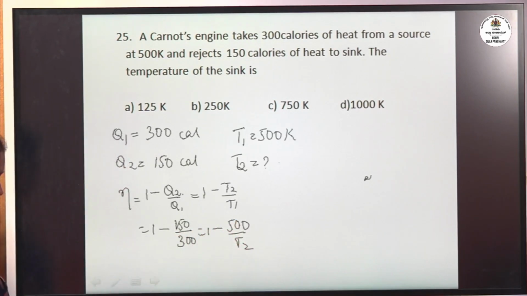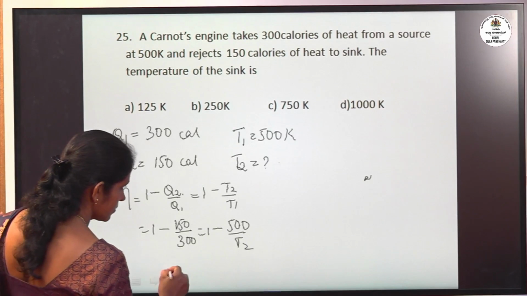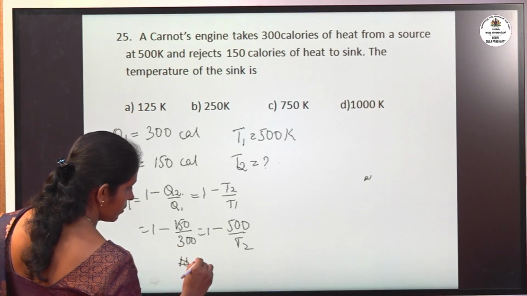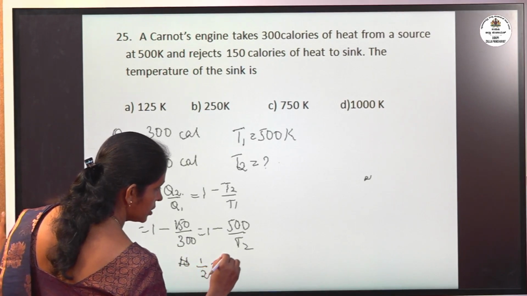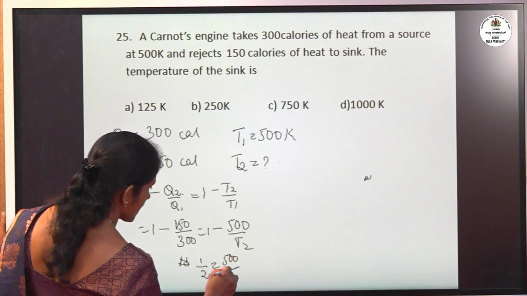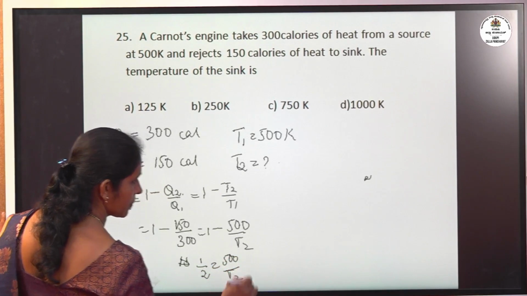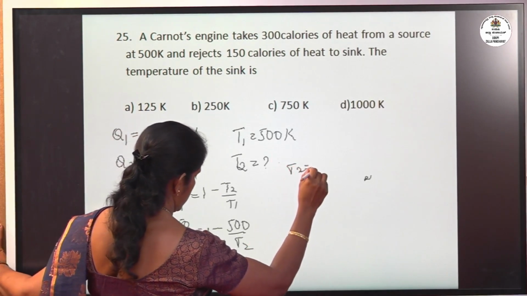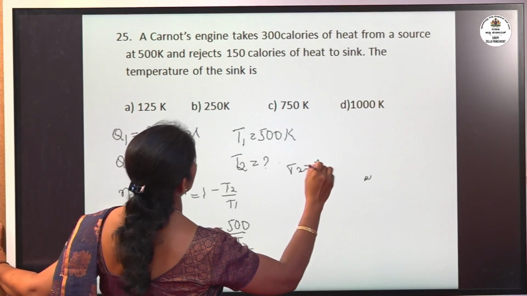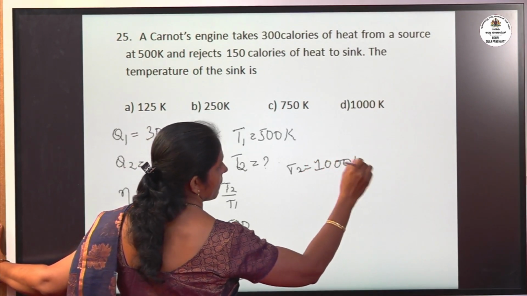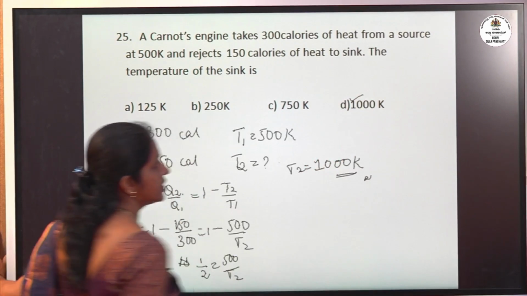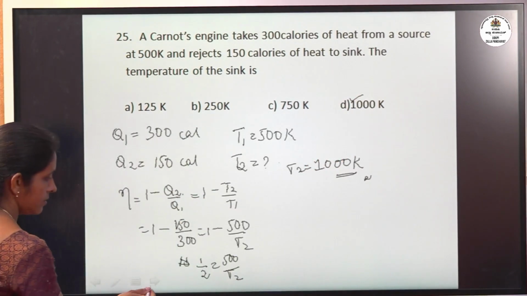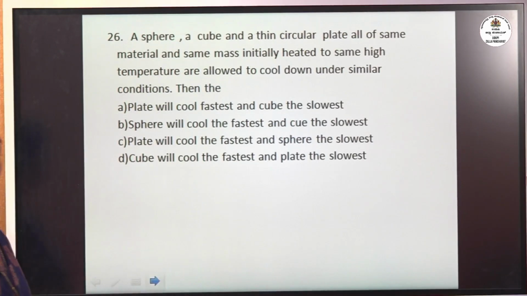Simplify this. 150 by 300 is 1 by 2, which is equal to 500 by T2, or T2 is equal to 1000 Kelvin. Option D is the correct answer. Let us go to the next question.